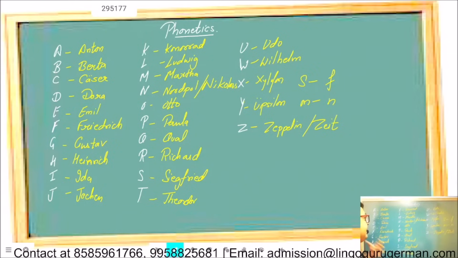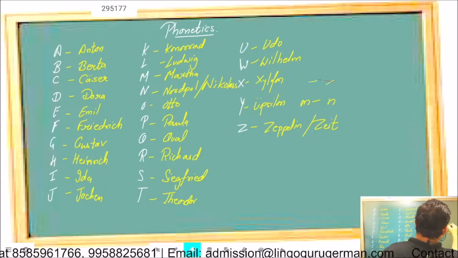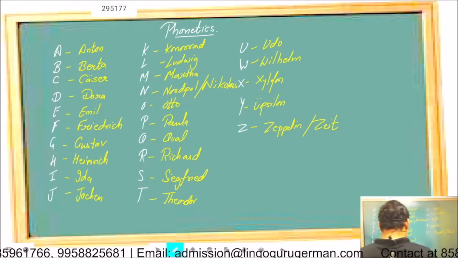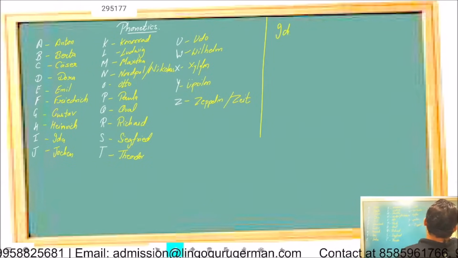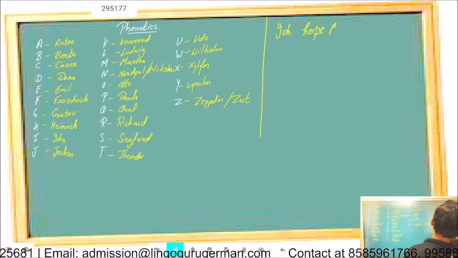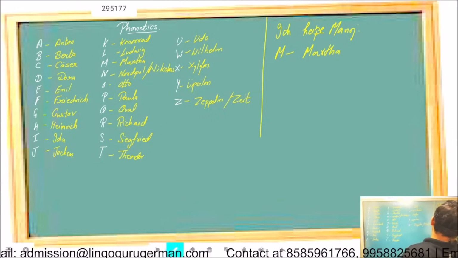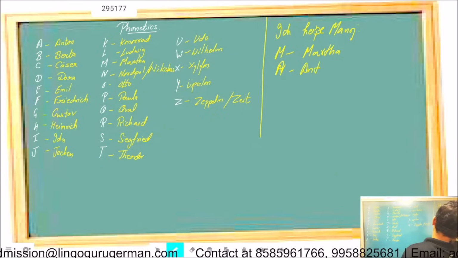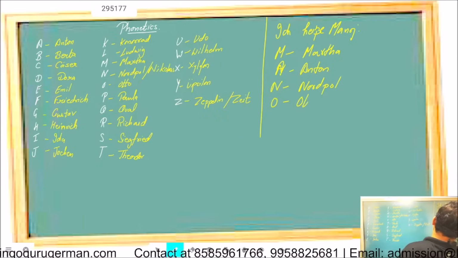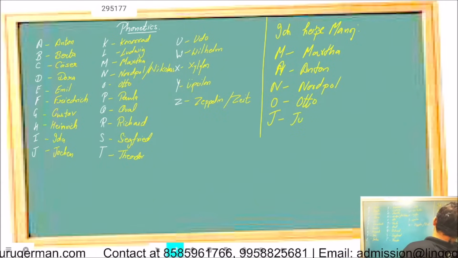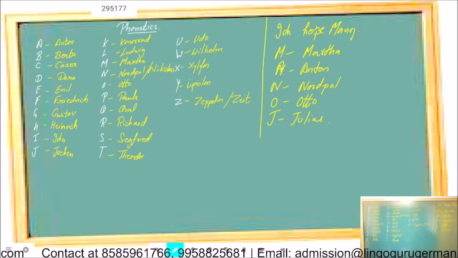When I pronounce my name using the phonetics, it becomes very easy for the listener to understand what I am referring to, what I want to say, without any confusion. So, for example, I say: Ich heiße Manoj. M for Martha, A for Anton, N for Nordpol, O for Otto, J for Julius. That is how you can spell your name using these phonetics.